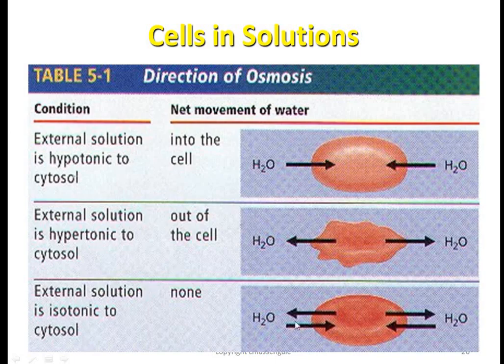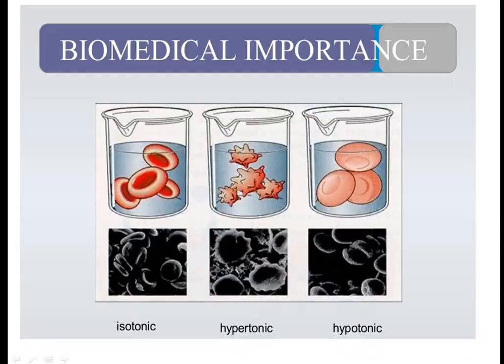You can see here in an isotonic solution, an equal amount of water enters and leaves the cell, so there is no net change in the cell volume. Here, in the case of a hypertonic solution, there is net outward movement of water from the cell, which causes the cell to shrink. And in the case of a hypotonic solution, there is net inward movement of water, which causes the cell to swell and it can burst. The same thing is shown here.